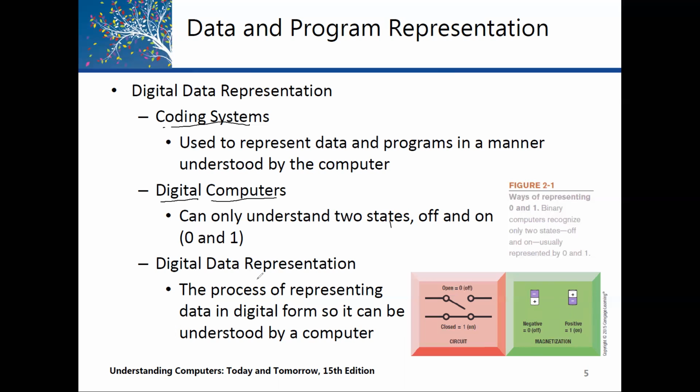So digital data representation is the process of representing data in digital form so it can be understood by a computer. The coding system converts the data into a program code of our language so that the computer can understand. Why? Because computers are digital computers and they only understand two digits, either 0 or 1. That's why we call it the binary system, or binary computers. We'll see in the upcoming slides what we mean by that.